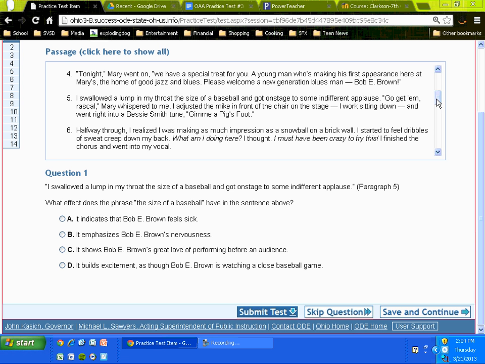That's pretty much what you got. Now let's read. What effect does the phrase "the size of a baseball" have in the sentence above? Now we can go to Sarah's step about eliminating incorrect answers. It indicates that Bobby E. Brown feels sick. It emphasizes Bobby E. Brown's nervousness. It shows Bobby E. Brown's great love of performing before an audience. It builds excitement, as though Bobby Brown is watching a close baseball game.